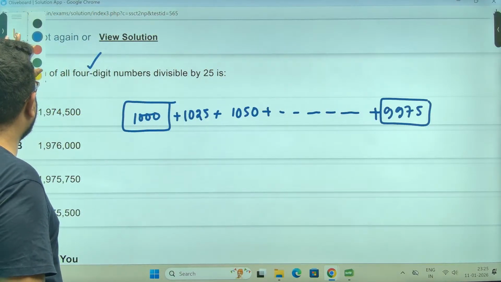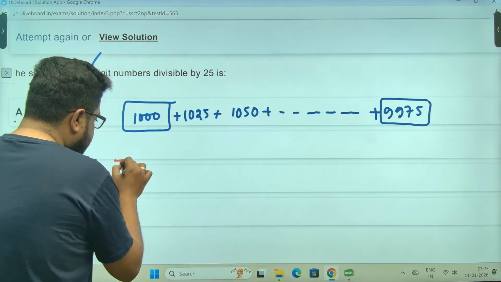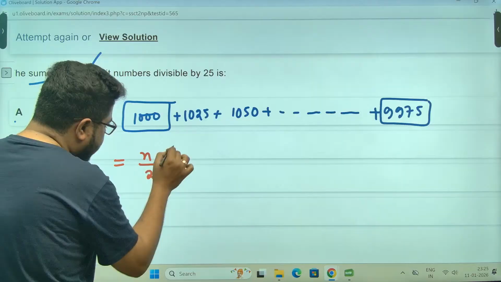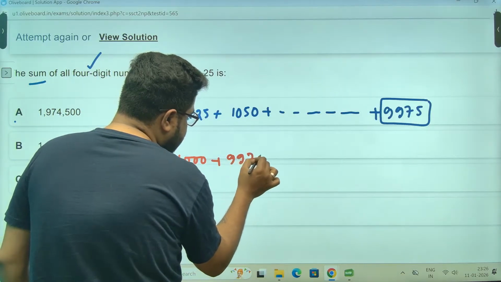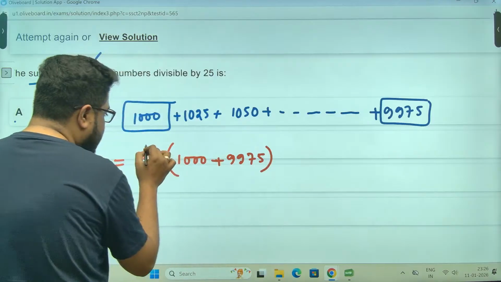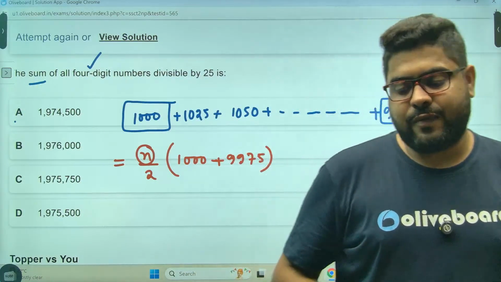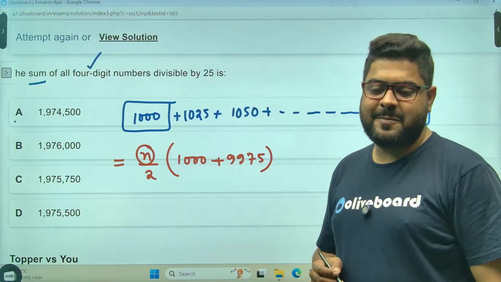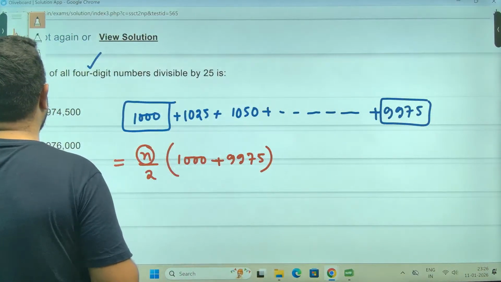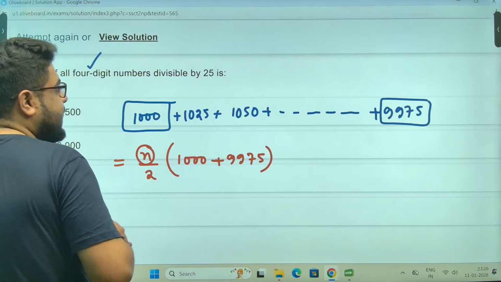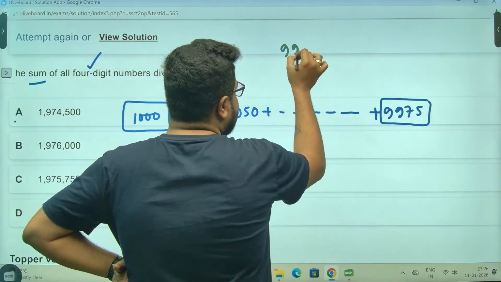Now, what don't we know here? Sir, I can simply use the formula n by 2 times first term plus last term. But there is a problem: I don't know the value of n. How can we figure out the value of n? That's the most important thing. For figuring out n, it's not very difficult. So again, this is the last term, 9975.